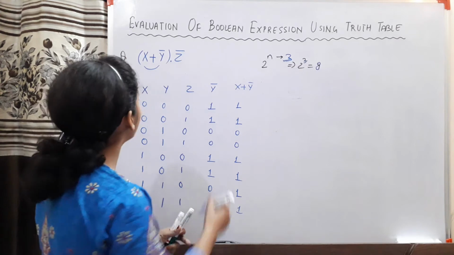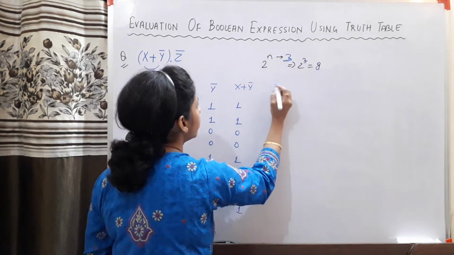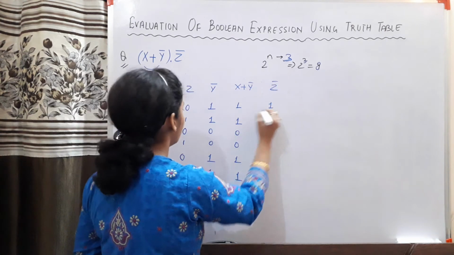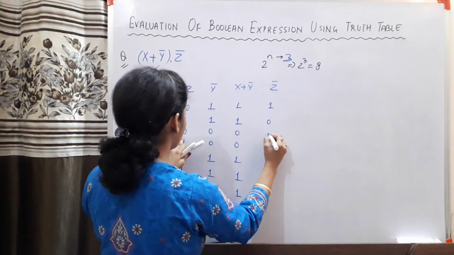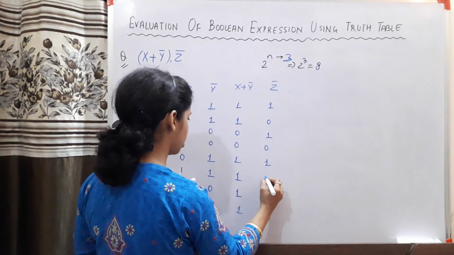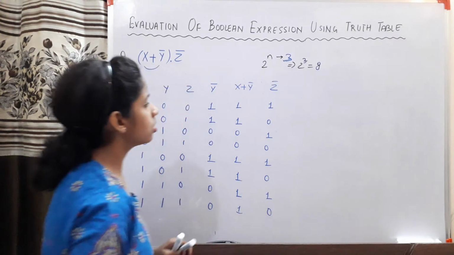Clear? Now find out the second term, which is z bar. Simply z bar has to be calculated. So z bar will be opposite of z. 1, 0, 1, 0, 1, 0, 1, 0. So this is z bar.